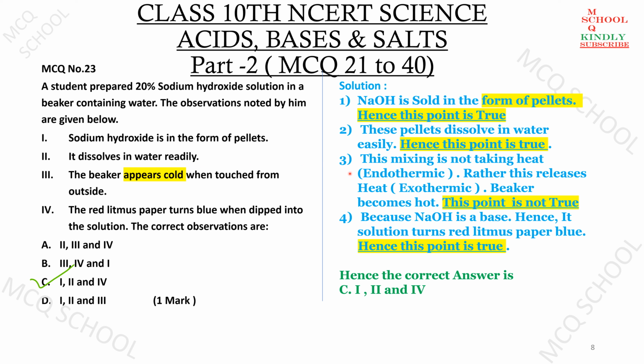Third, this mixing is not taking heat. Here it is written as appears cold, that means it is taking heat. That is not right. Rather, this releases heat. It's an exothermic reaction. Rather, the beaker becomes hot. So this point is not true. Fourth, because caustic is a base, the solution turns red litmus paper blue. Hence this point is true. Hence the best answer is 1, 2 and 4. So that is C. So C is the right answer.